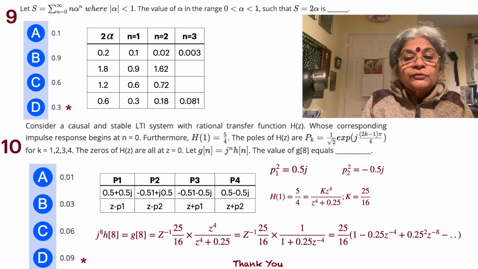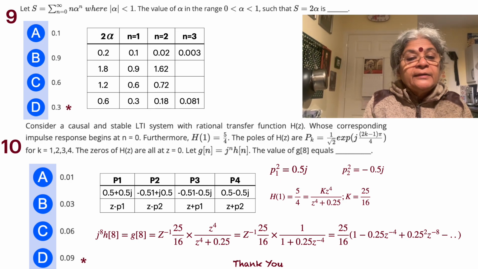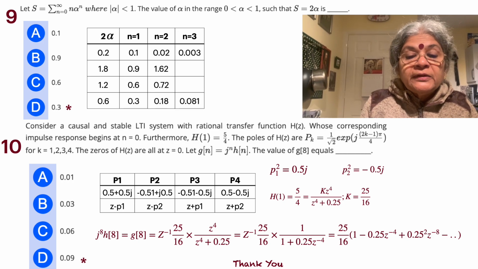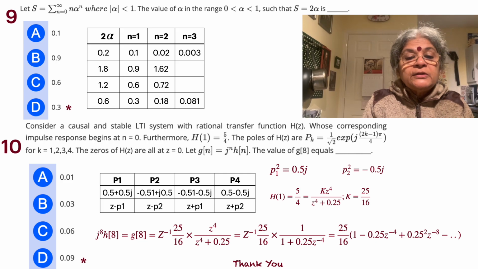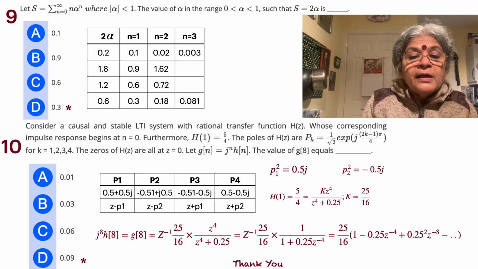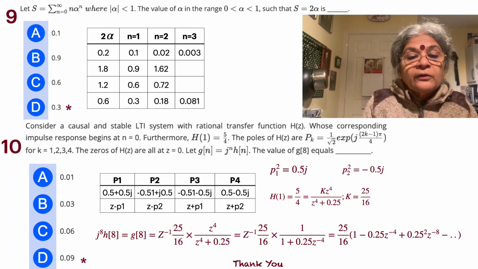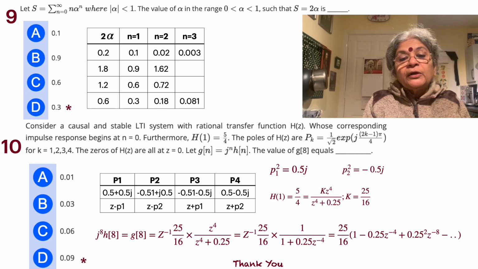Now we need to find out g[8], which is what's asked. The zeros of H(z) are at z = 0, which is what we deciphered as z⁴, just to have a causal system. Let g[n] = j^n. What is j^n? Since the value of g[8] needs to be found, j^8 is equal to 1, and h[8] needs to be obtained to give you g[8].